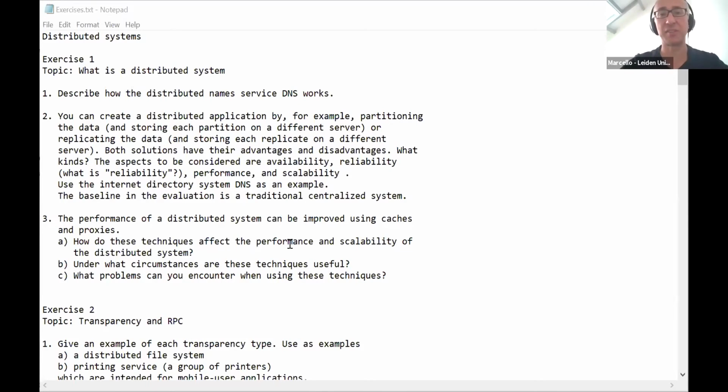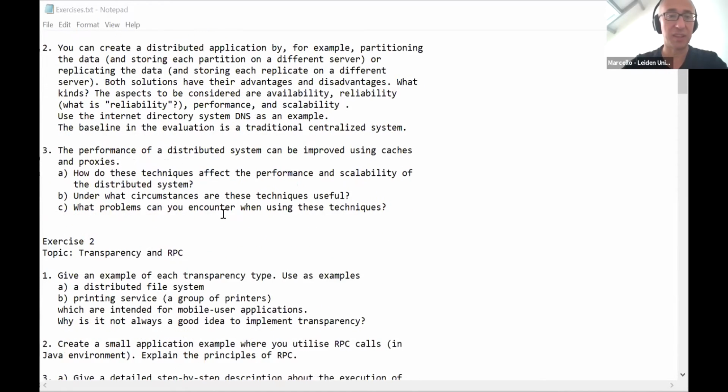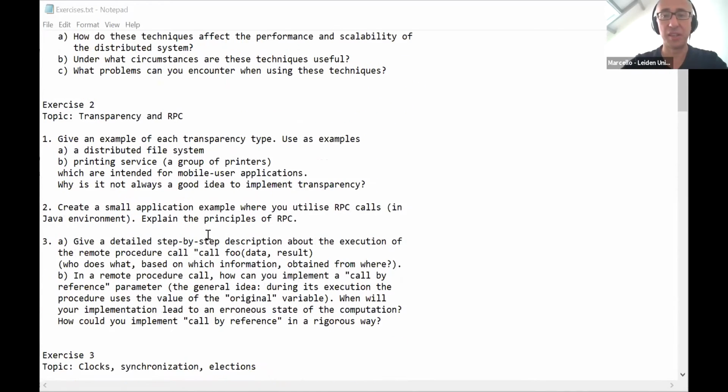The first ones are on the first lecture: what is a distributed system? There are 3 different questions which can be done in class or taken at home, for example. They are like: what is a DNS server? How does it work? And a single DNS. The second is about remote procedure call transparency, but it's related to the second lecture.